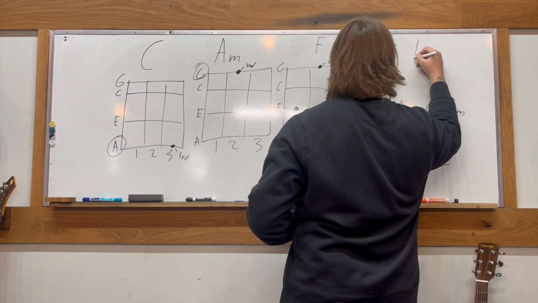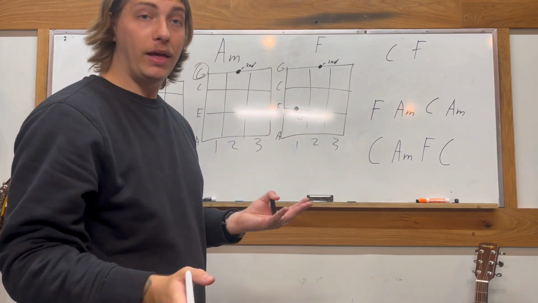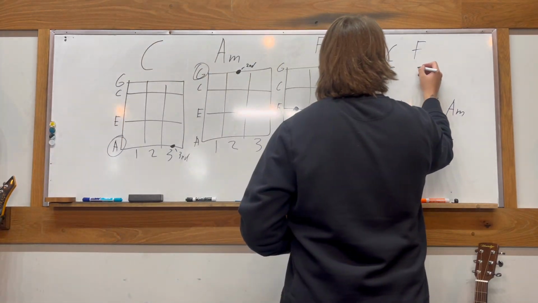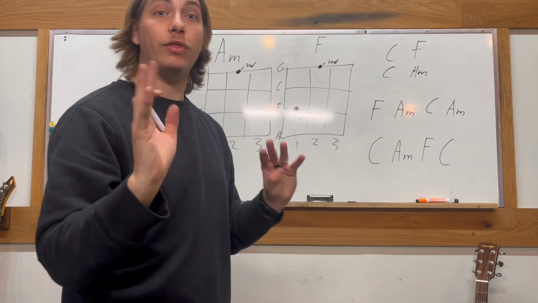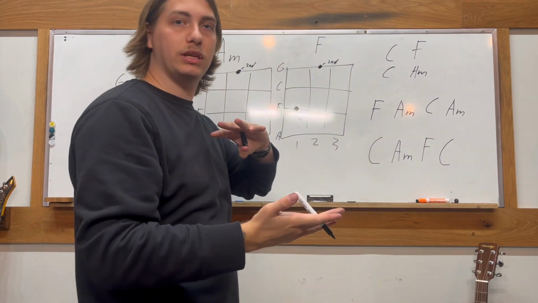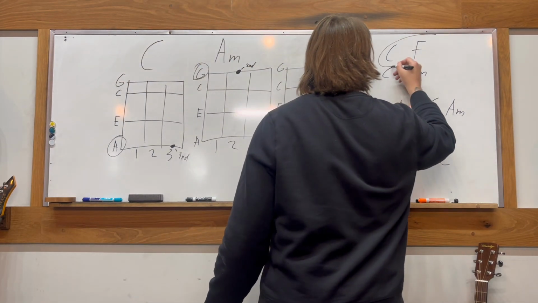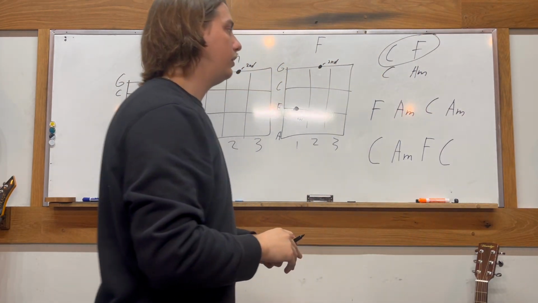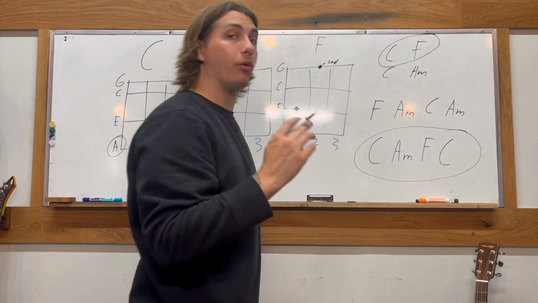You could play C and F back and forth and back and forth. And that's great. You could play C and A minor, back and forth. And that's great. And you can make songs out of those things too. There's a lot of people that make songs with just these 2 chords right here. But a song like this with 4 chords can be really, really fun.